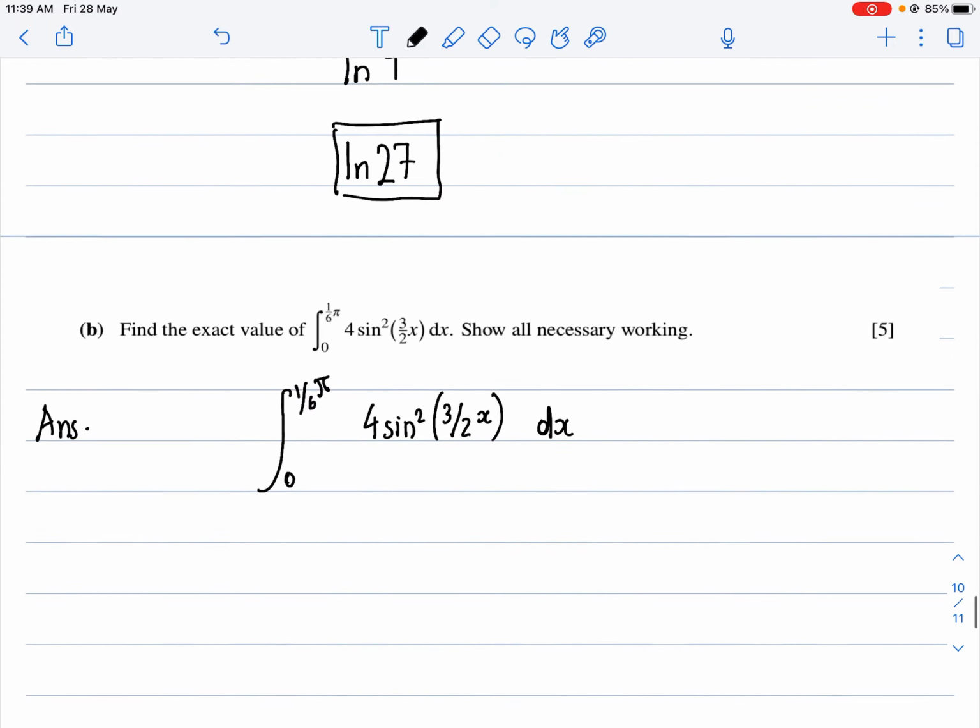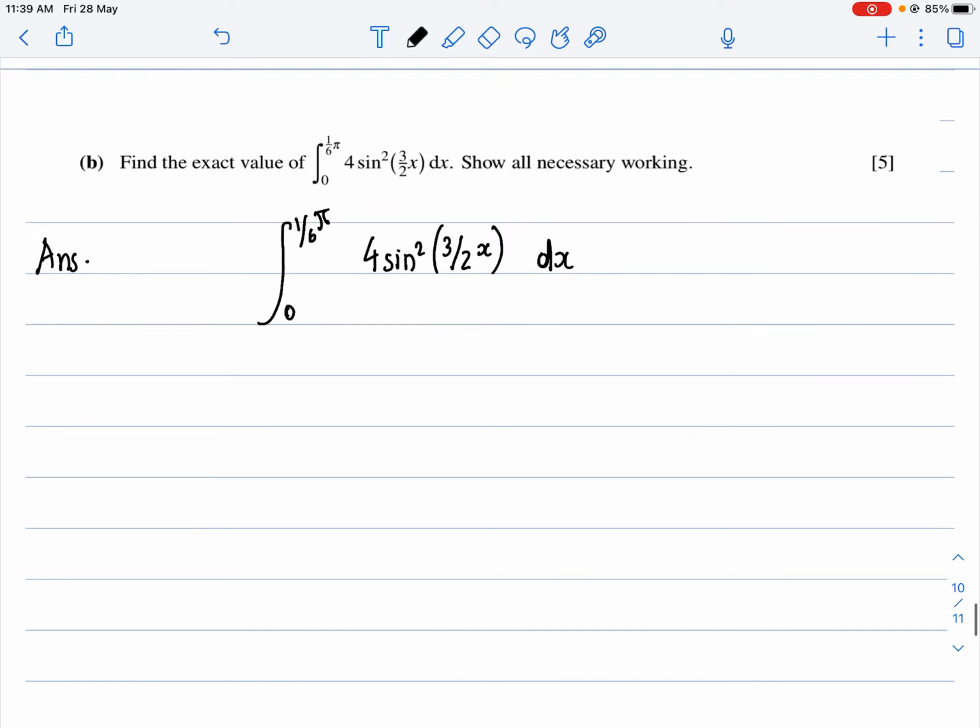Now, find the exact value of 4 sine square 3 over 2x with the limits 0 to 1 upon 6 pi. Now you need to know that sine square 3 over 2x, the integration is not possible directly. You need to know some good trigo identities and trigo identities conversion for this.